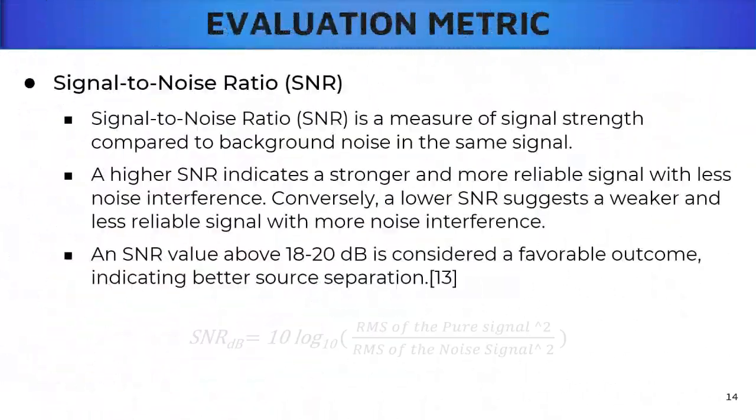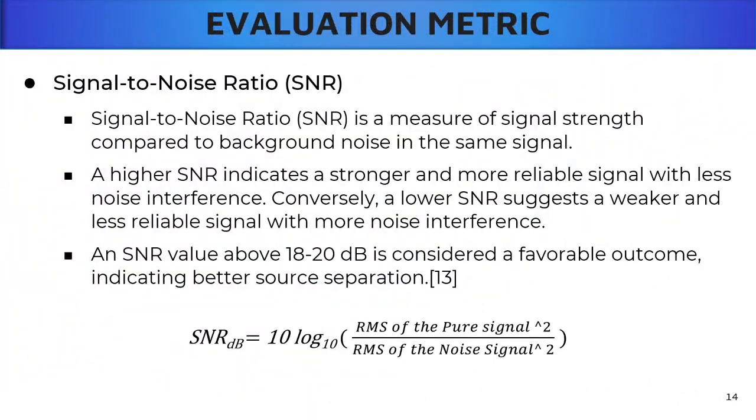Evaluation metric. For the source separation task, we use the signal-to-noise ratio as the evaluation metric. Higher SNR values indicate reliable pure signals, and SNR values greater than 20 decibels are considered favorable outcomes, indicating better source separation.